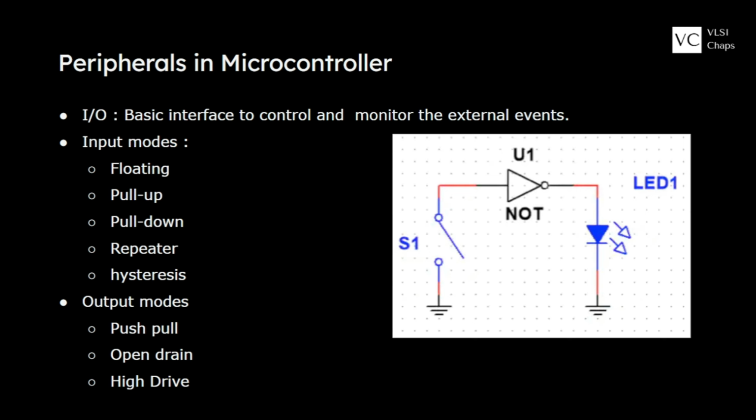As you can see on the screen, the state of S1 is not defined yet, the port is open. Once I switch it back, the LED will turn on and the whole loop will get completed, and that's how it will have a particular state. So this is called the floating input mode.